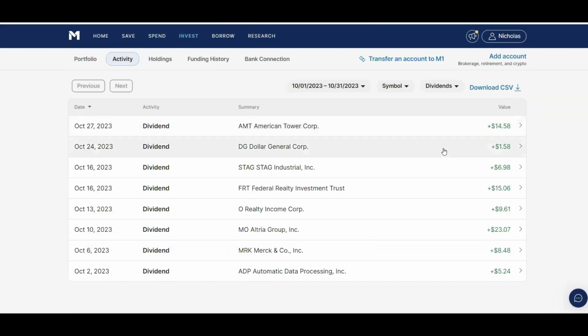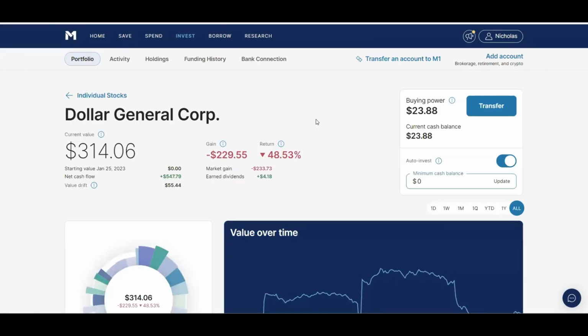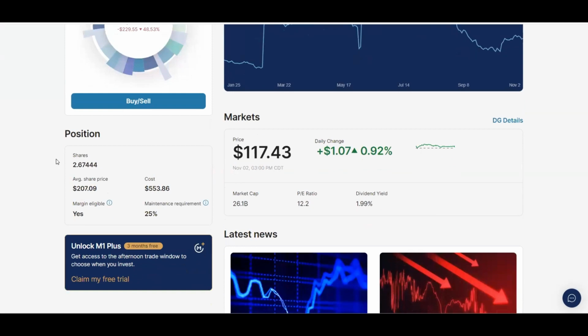But moving on to my next dividend on October 24th, I received $1.58 from Dollar General, my worst performing stock. So if we look at this, I have a little over $300 in Dollar General, 2.67 shares, average share price of $207.09, and then an actual price of $117.43. So you can see it's gone down quite a bit. And then it has a dividend yield of 1.99%. And I'm interested to see what happens with their dividend growth rate. They were raising their dividends by 20% every year. So I'll be interested to see what they do moving forward.